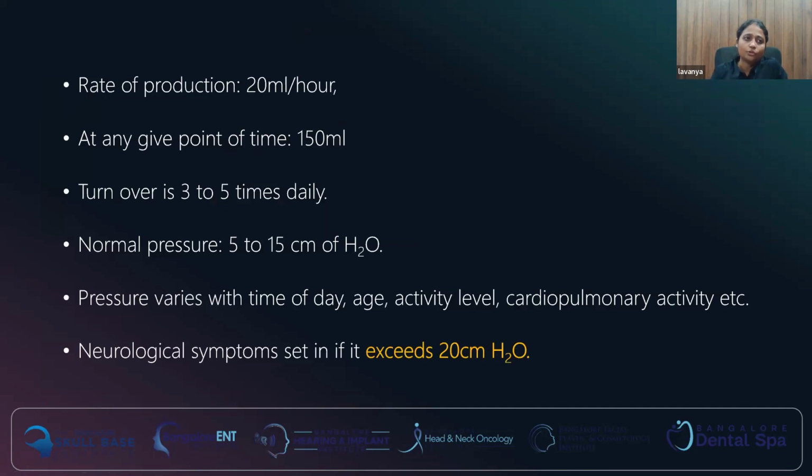The rate of production of CSF is 20 ml per hour. At any given point of time, there's about 150 ml of CSF. So the turnover every day is around 3 to 5 times. The normal pressure is 5 to 15 centimeters of water, and anything exceeding 20 centimeters of water is known as increased intracranial pressure. But the pressure is not constant throughout the day. It can vary between 5 to 15, with the time of the day, the age of the individual, the activity level, and the cardiopulmonary activity.